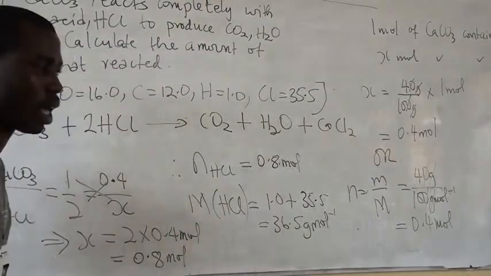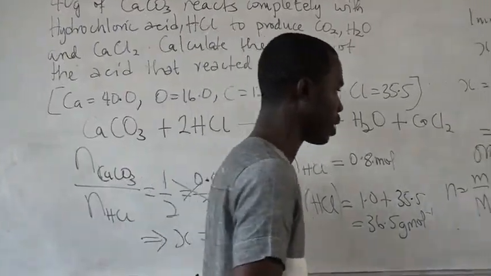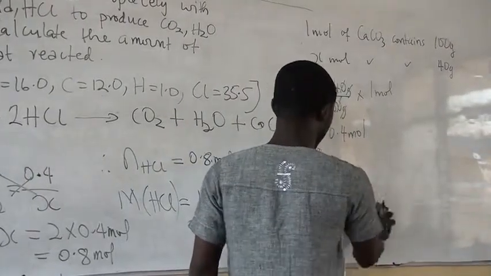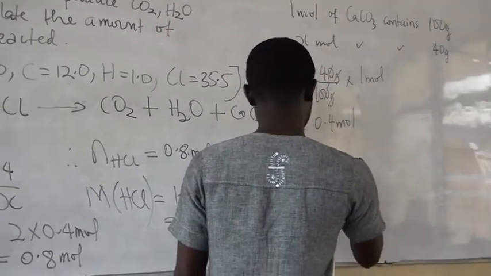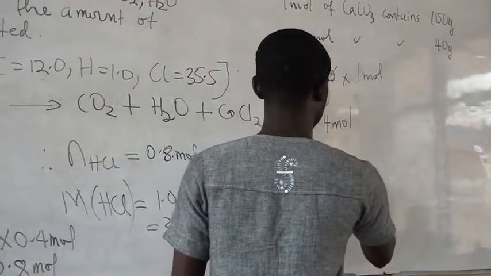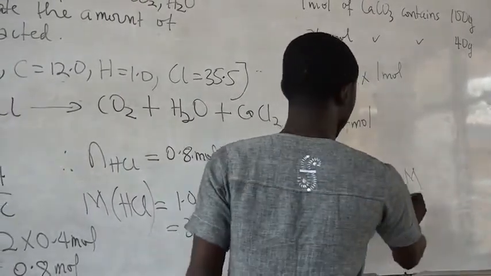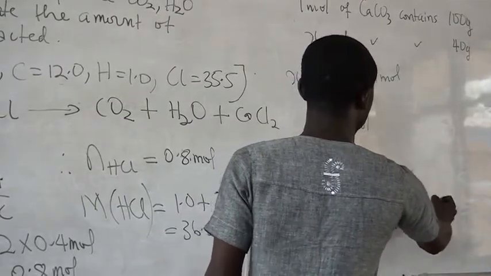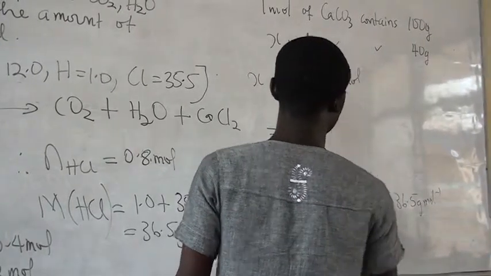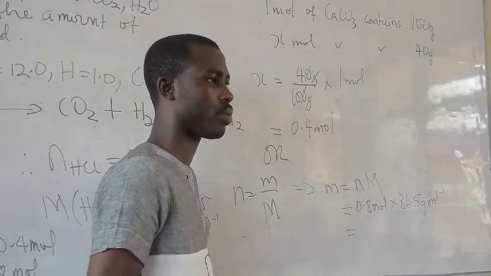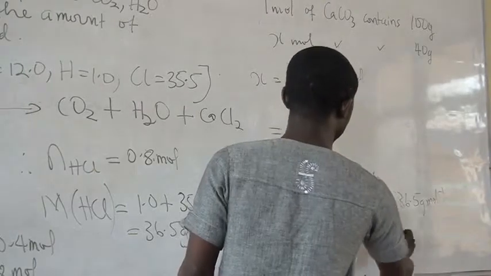Having calculated the molar mass of the HCl, we use our formula N equals mass over molar mass, and that helps us to calculate the mass of the HCl. So the mass is what we are looking for. This implies that mass equals N times molar mass. The amount of substance was 0.8 mole, and the molar mass is 36.5 gram per mole. So when you calculate, what will be your final answer? 29.2 grams.